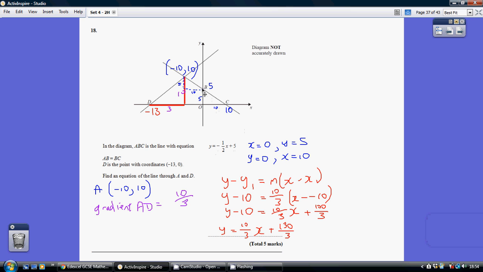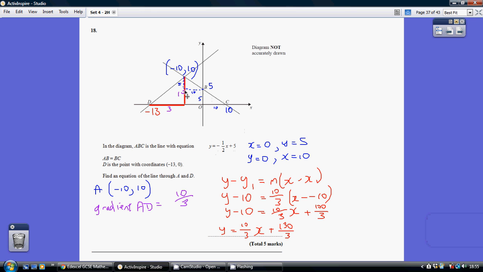Now that's going to allow me to work out the coordinate for A, because I'm told that the length A to B is the same as B to C. So basically, how do I go from C to B? It's 10 to the left and 5 up. So how do I go from B to A? Well, it's another 10 to the left and 5 up.